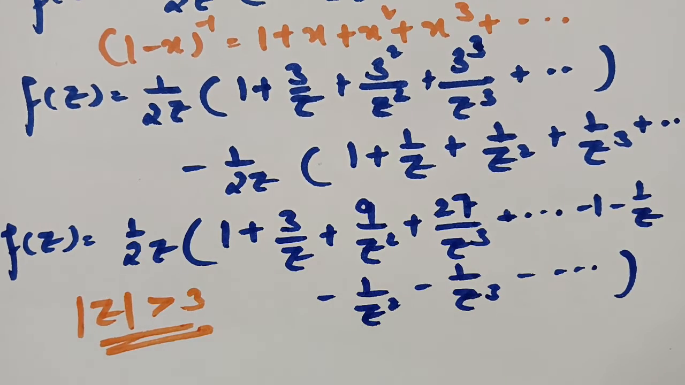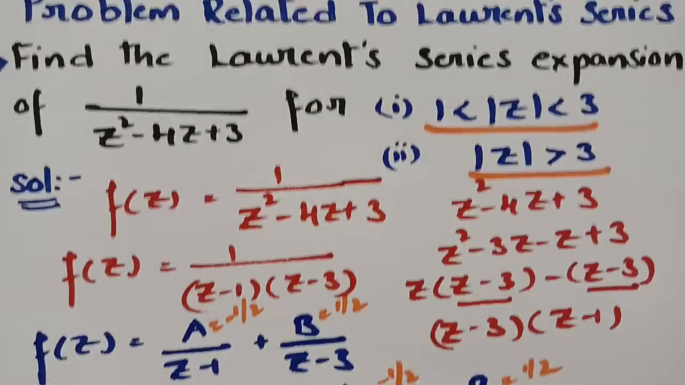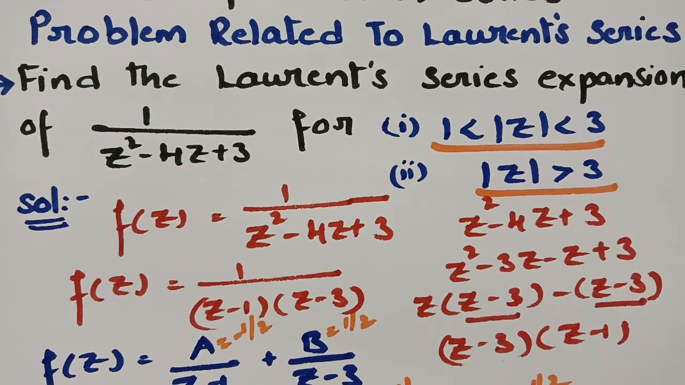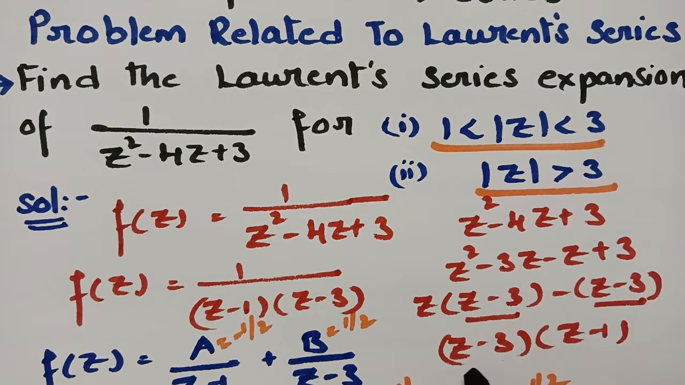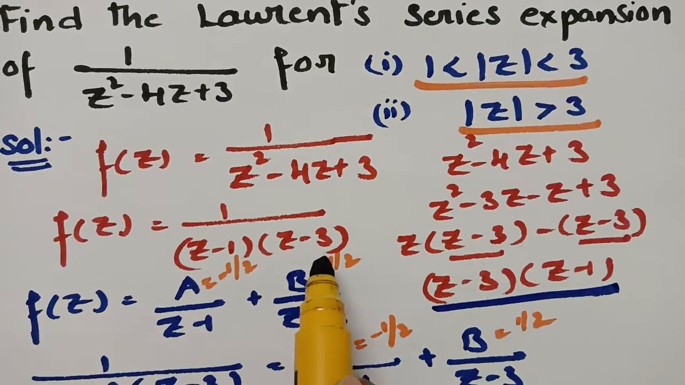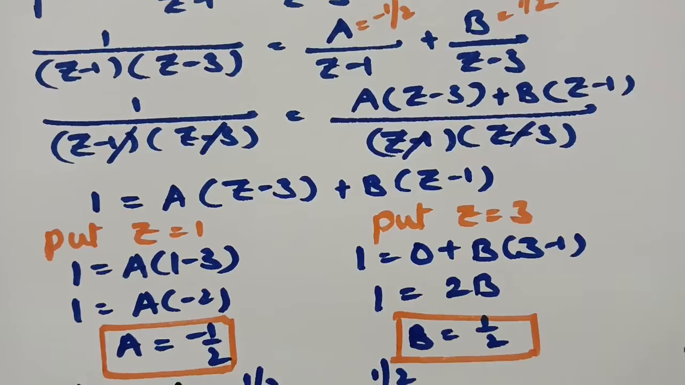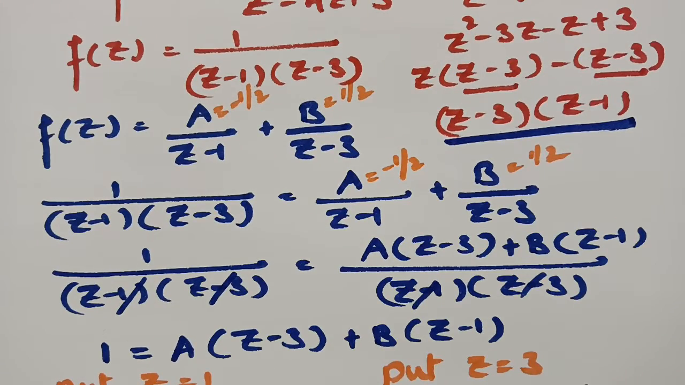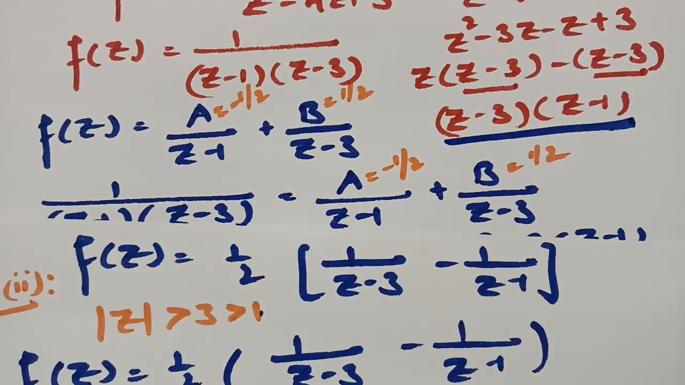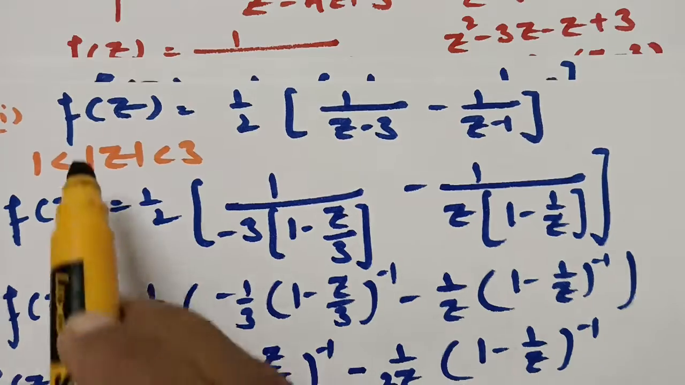So this is the Laurent series expansion. See, let me explain the question here. The question is like this. The function is f of z equal to 1 by z square minus 4z plus 3. I have split into factors, and after splitting into the factors I have resolved into partial fractions and found out the values of a as well as b, and substituting a and b values, this will be f of z value. So our f of z value is this one.